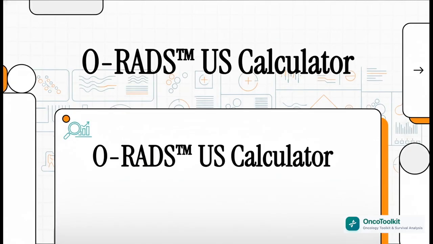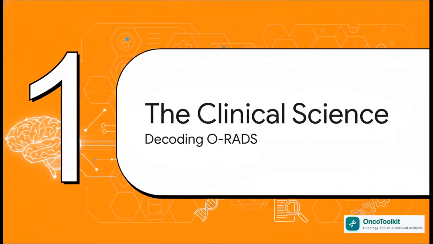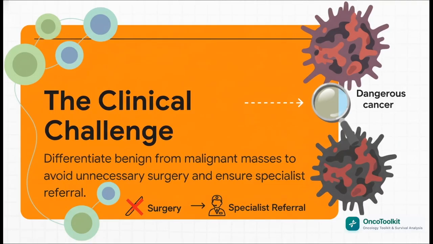All right, let's dive right in. We're going to break down the O-RADS Ultrasound Calculator from Oncotoolkit. This is the tool that's built from the ground up to streamline risk stratification for adnexal masses. But before we even click a button on the app, we have to understand the science. If you're going to trust the output, you absolutely have to know the evidence-based logic that's powering it under the hood.